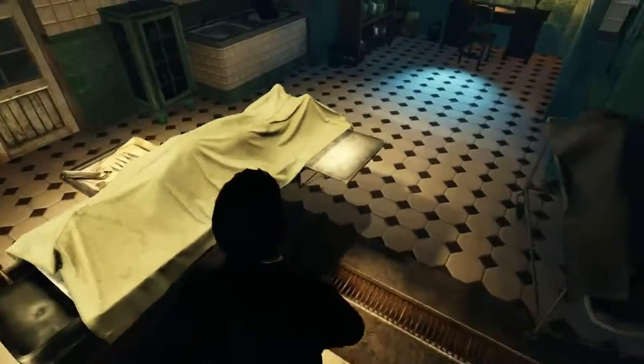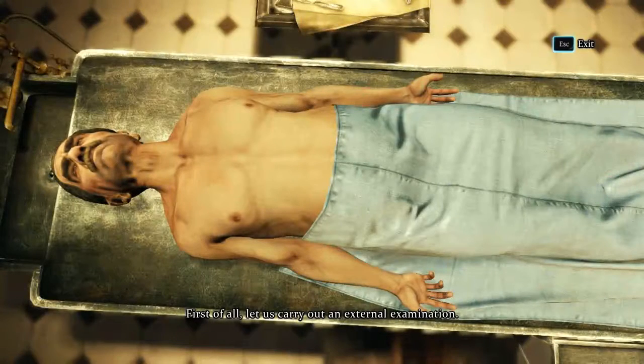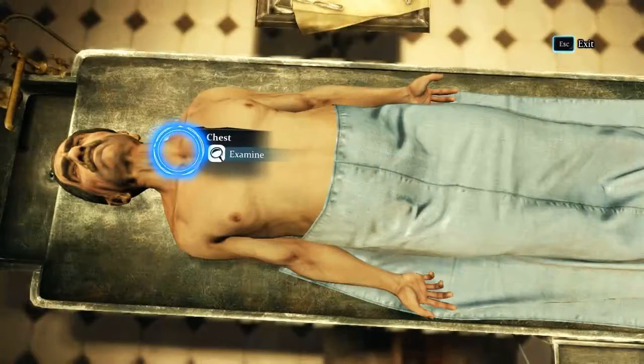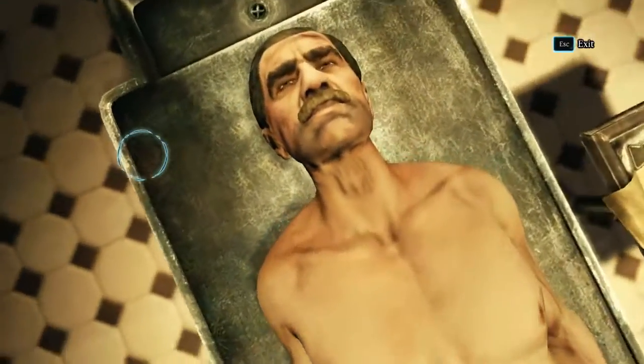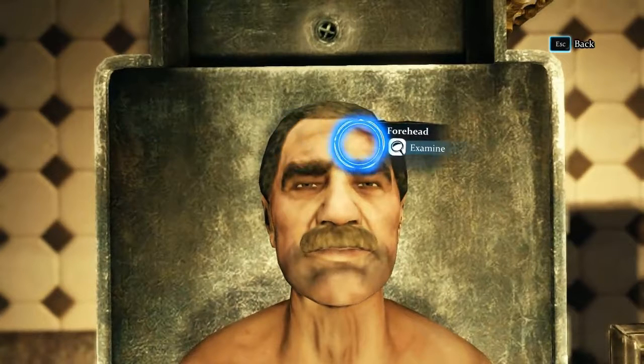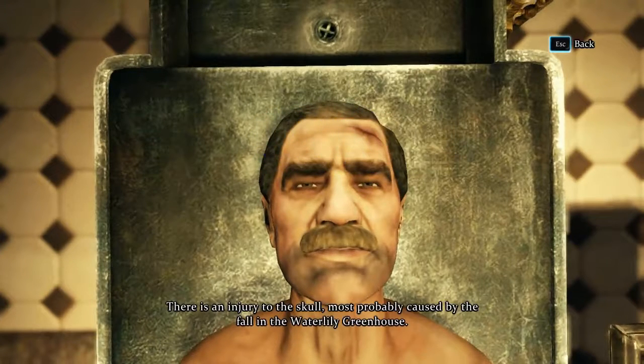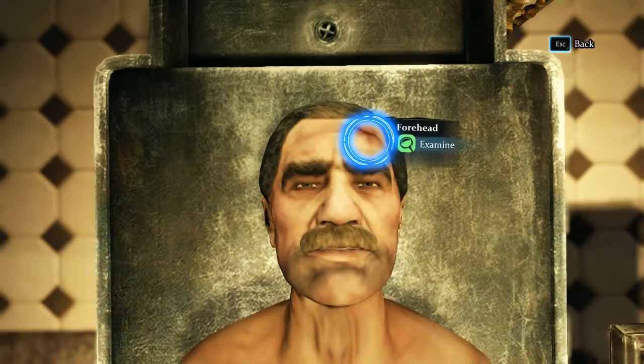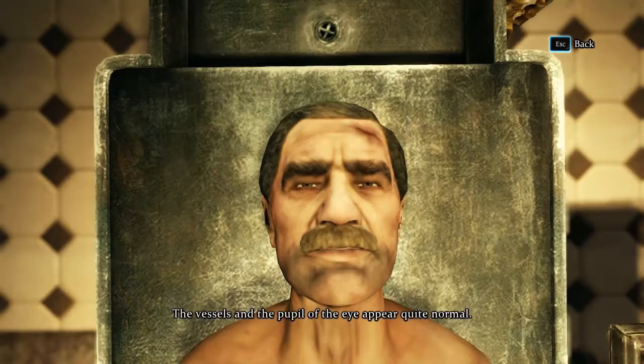Hey look, dead body time. First of all, let us carry out an external examination. Look at his penis. No? Alright, we don't look at his penis. Forehead. There is an injury to the skull, most probably caused by the fall in the water lily greenhouse. Yes. The vessels and the pupil of the eye appear quite normal. The air from the lungs carries a faint floral aroma.